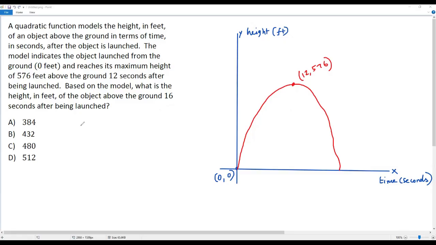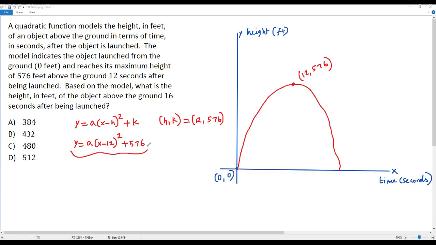Okay, now let me write the quadratic function in vertex form, that is y equals a times (x minus h) the whole square, plus k. We know that (h, k) is the vertex of the parabola. Here for (h, k) we have (12, 576). Let me plug in this 12 for h and 576 for k in this function. Then I'm getting y equals a times (x minus 12) the whole square, plus 576.